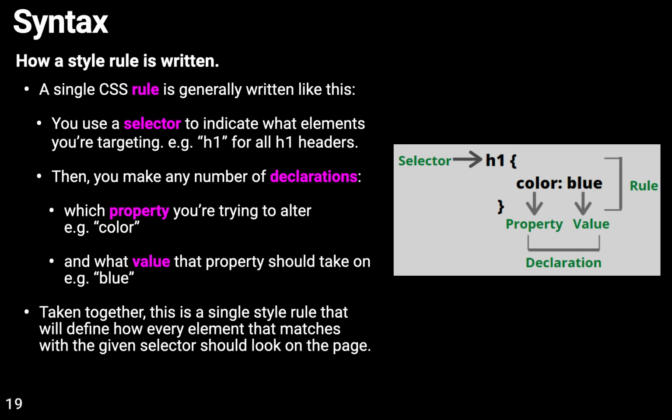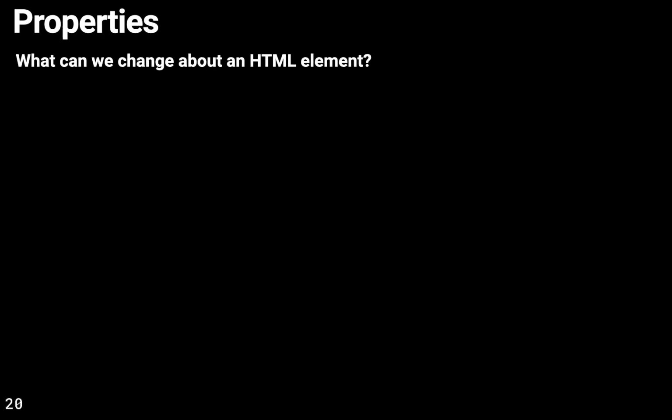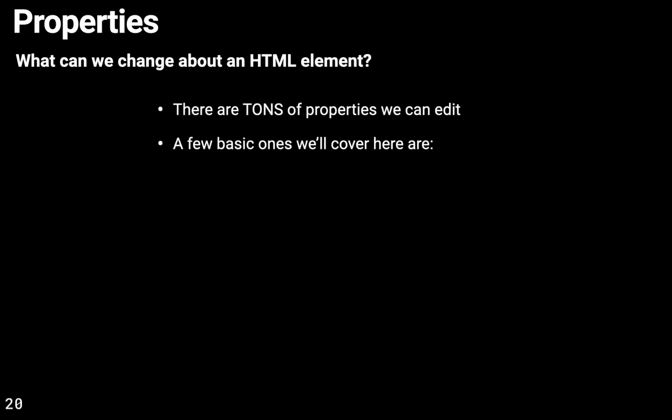Now, getting into what is actually available, this is it. You could write a million style rules just changing colors using this concept that you already have. You could run out there and start writing them. But let's talk a little more in depth about what's available to change and what kinds of values are appropriate. So, what can we change about an HTML element? What properties can we change? There are tons. A few basic ones we'll cover: fonts, colors, width and height, and margins and padding. We'll get into each one.